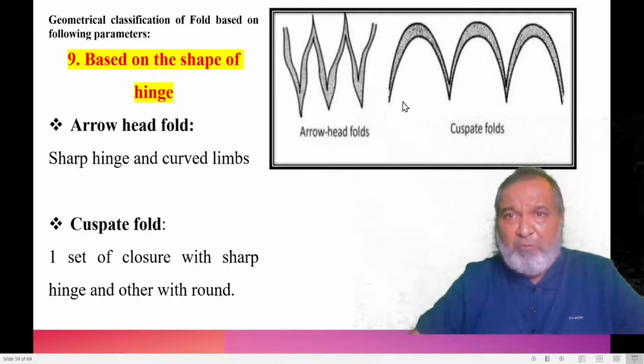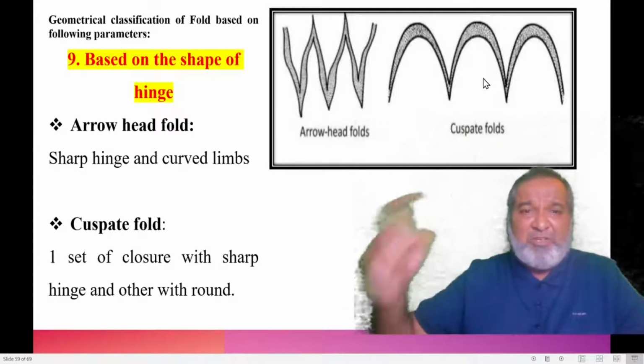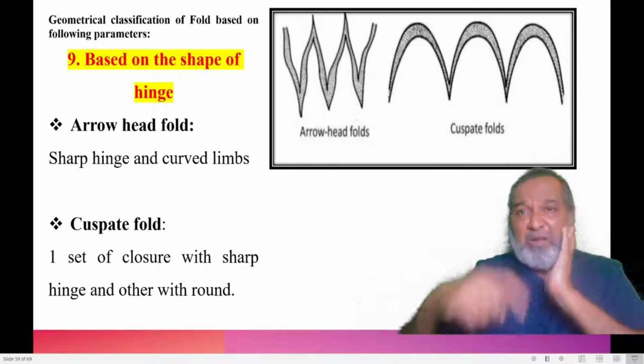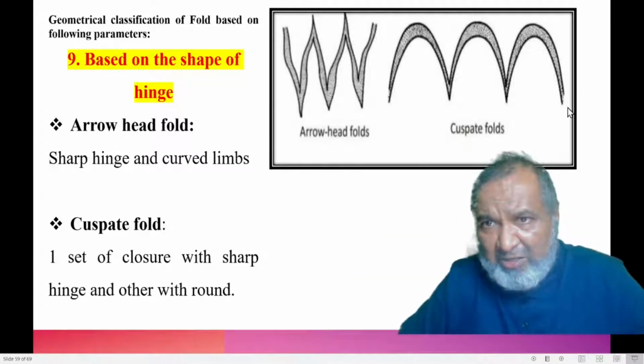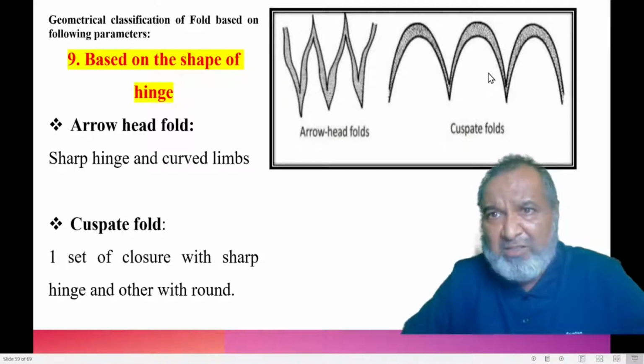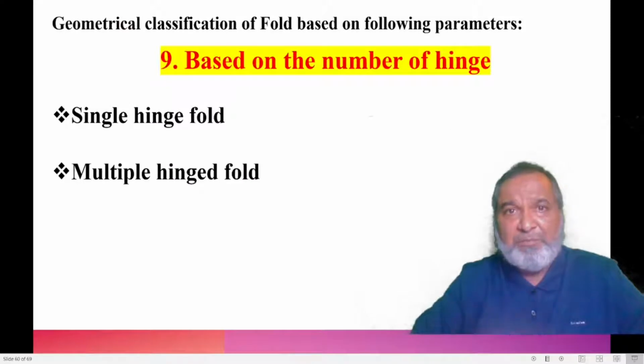And the cusped fold, we'll see the rounded one. Yes, there is the sharp hinge and the other rounded one. Sharp, yes, what we have is the syncline. They are the sharp one, and the other one, the crest, is the rounded one. So this is called a cusped fold.